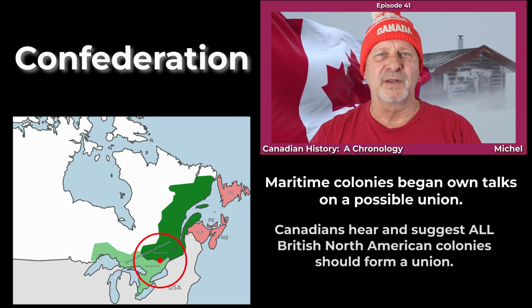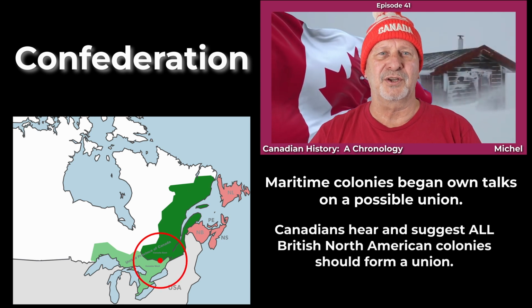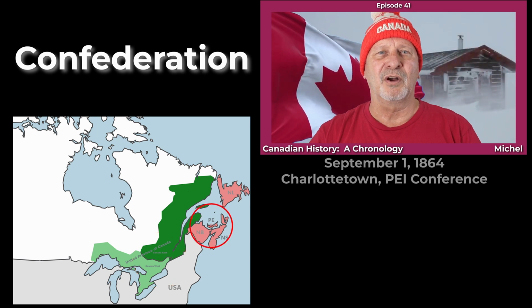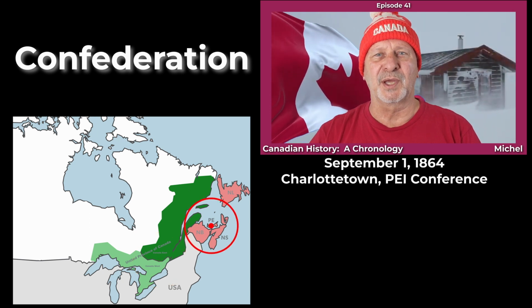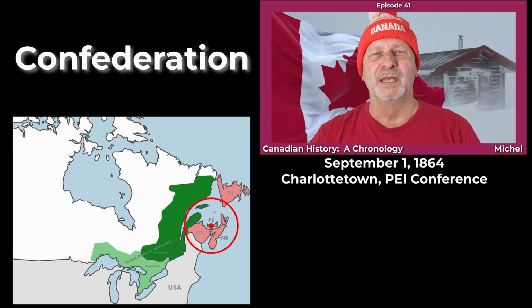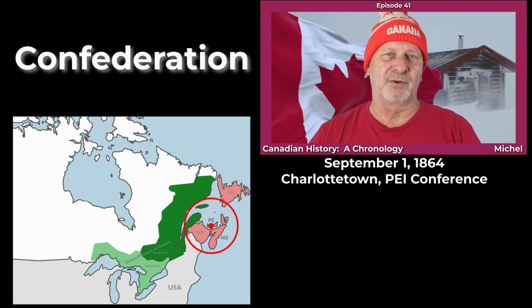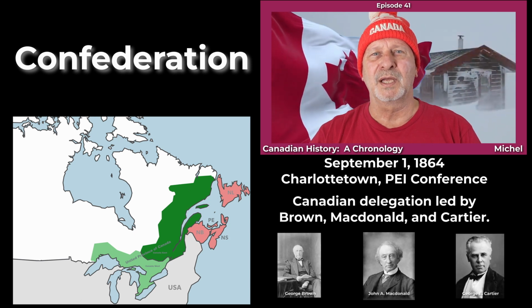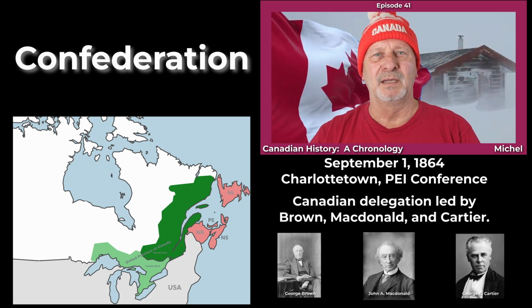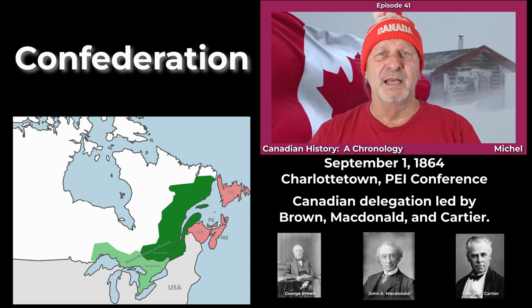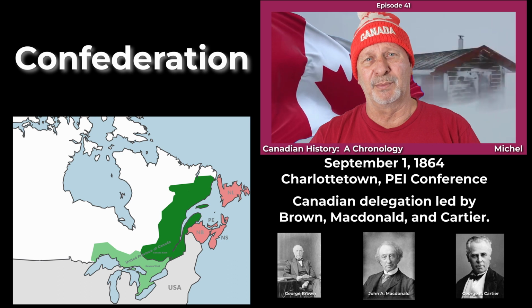The Canadians heard of the talks and countered with a discussion that could include all British North American colonies. So a conference was quickly arranged for September 1st, 1864 in Charlottetown, PEI. This became known as the Charlottetown Conference. The Canadian delegation was led by Brown, MacDonald, and Cartier. Well, after lots of fancy meals, soirees, and champagne, the Canadians won over the Maritimers.